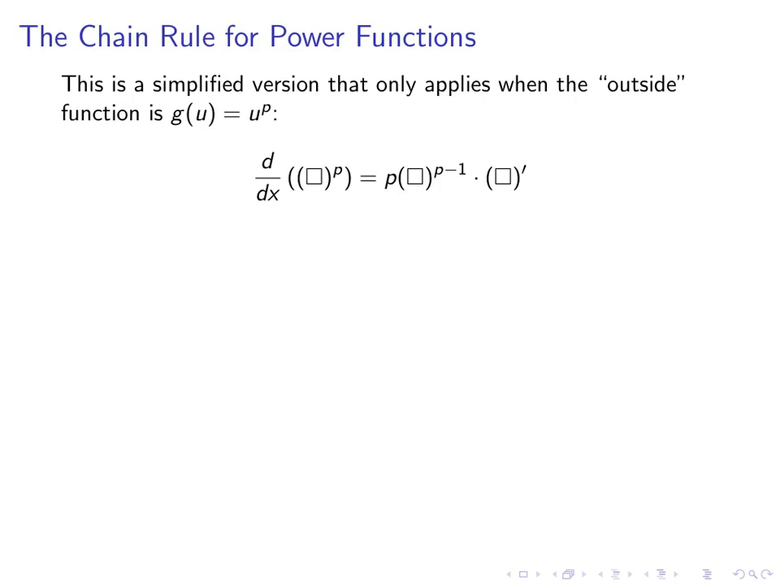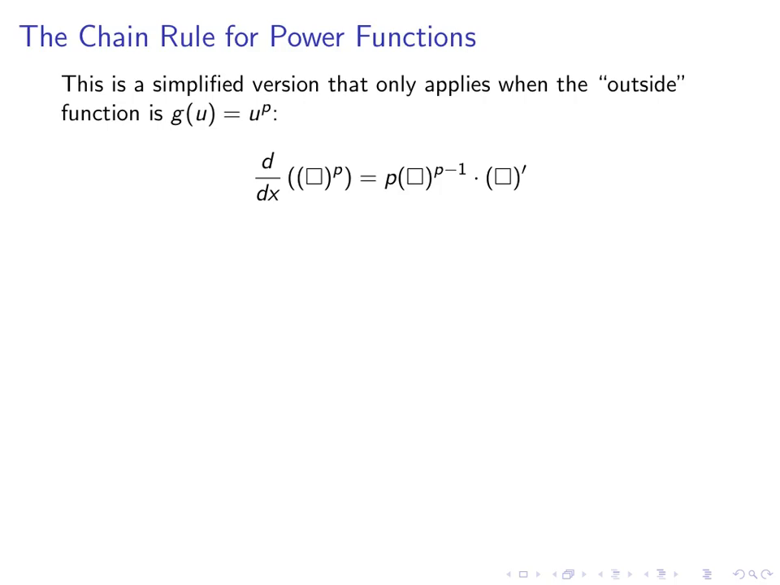So for example, if the outside function is just raising to a power, which is what it was in the previous problem, the square root, which was raising to the 1/2 power, then we could just write down what the chain rule says in that specific case, and it would look like this. The little box in there refers to the inside function u. But if we can remember the chain rule in this form, all we have to do is copy the same thing into each of those three boxes, and I have a true statement no matter what that thing is.